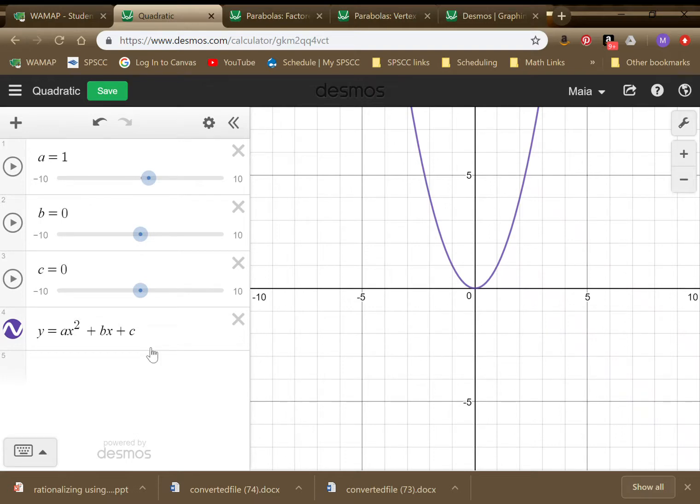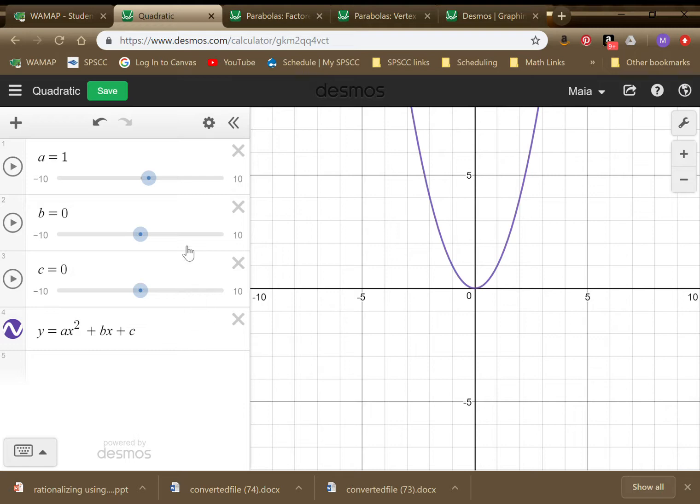Okay, let's check out a little bit more general form. Instead of just restricting ourselves to y equals x squared, which is what we're looking at right now, let's play around with this general, often called standard form, y equals ax squared plus bx plus c. So this is a cool Desmos demo where you can just move these little sliders and change the values of a, b, and c and figure out what it does to your graph. So let's go ahead and play around.